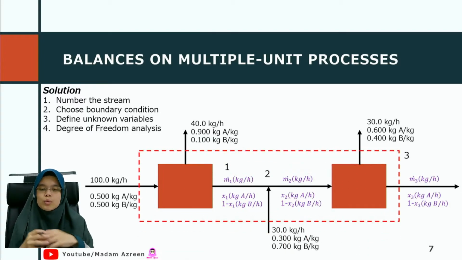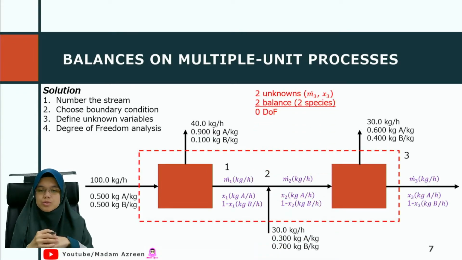For example, when you have the overall boundary condition in this red color, at this red color we have to do a degree of freedom analysis, whereby we have 2 unknowns, your M3 and X3, and you also have 2 balances, which are a mesh balance and a composition balance. So you can solve straight away to get the value of M3 and X3. That is the importance of having a boundary condition.